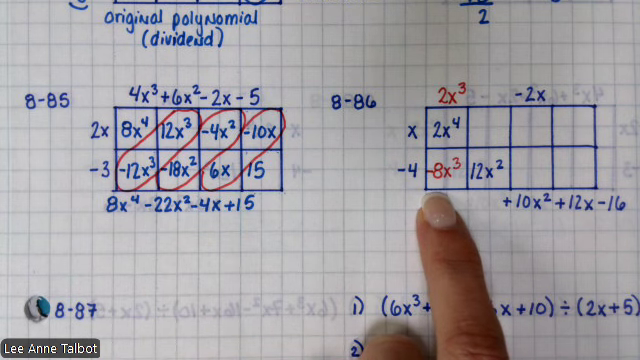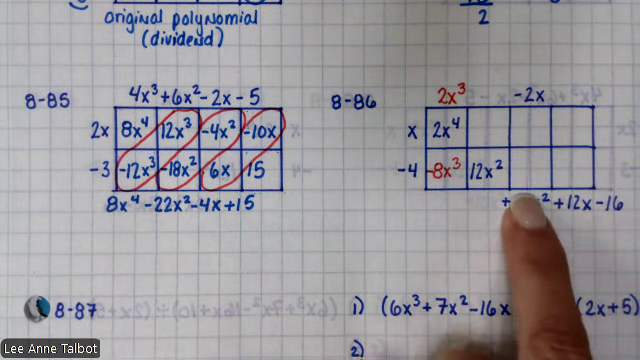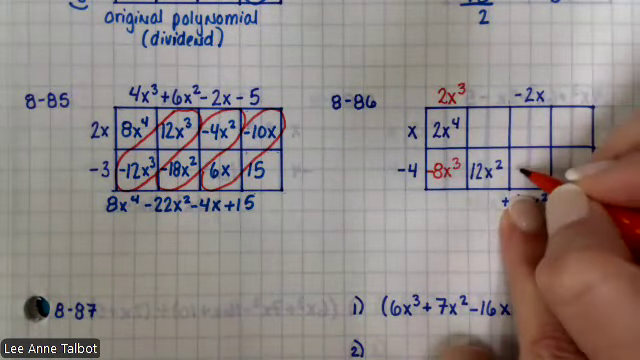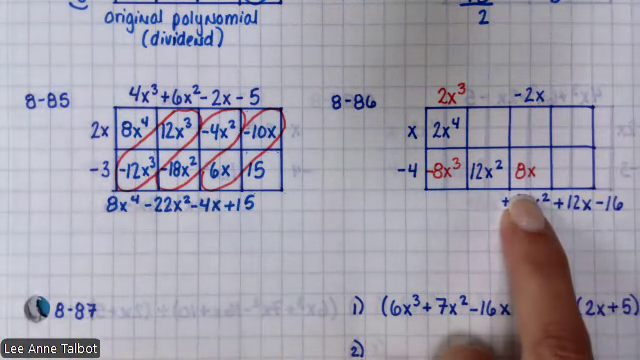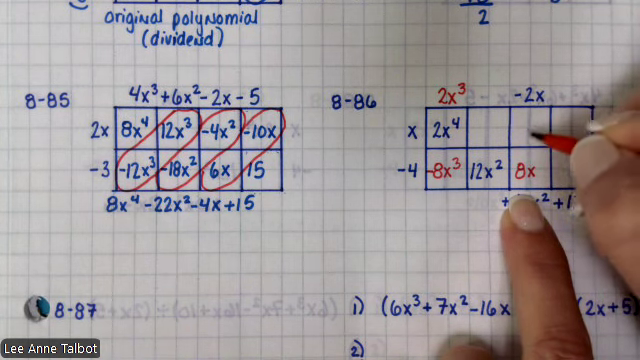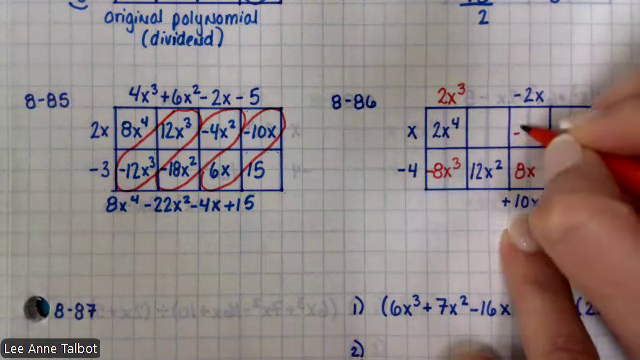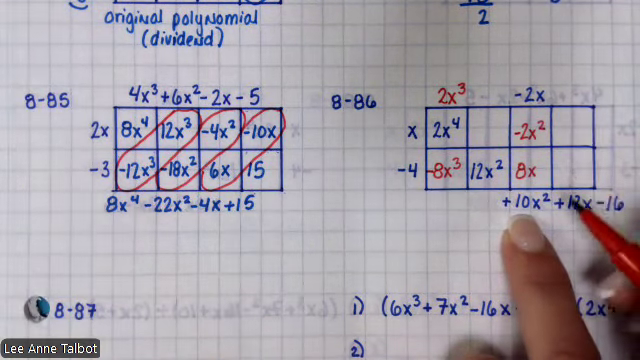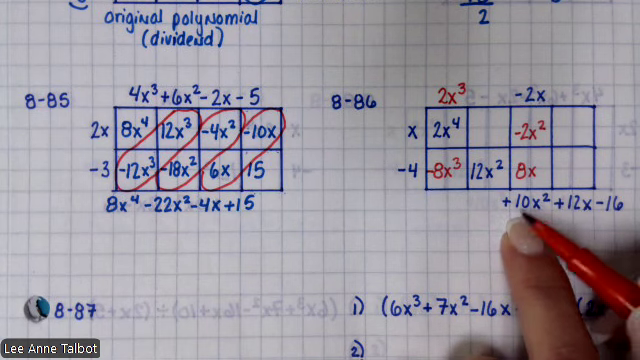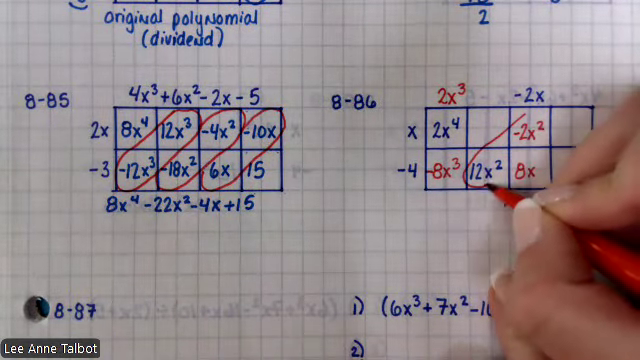Okay, now what's another box we can figure out? This one? This one? This one's positive 8x. What's this one? Negative 2x squared. Okay, does that make sense with the answer down here? Does it jive with the answer? Yes.